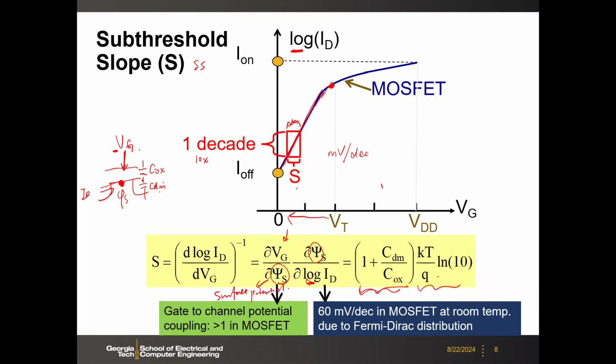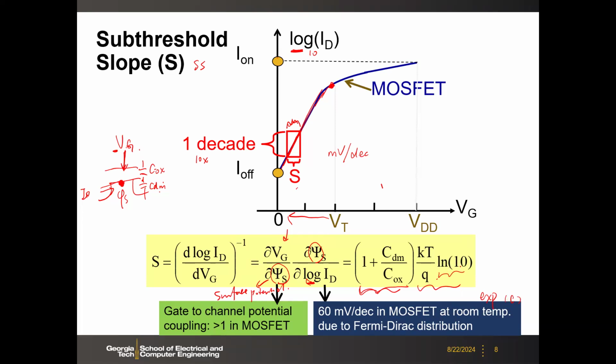So this is purely due to the Fermi-Dirac statistics. That's why you have kT over q, and then here you have this factor. The reason is that this natural log 10 appears because when you plot this scale, it is based on log 10. But in the Fermi function, it's exponential based on e, natural log.